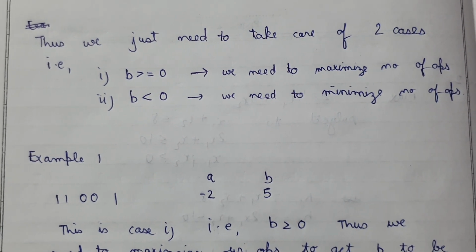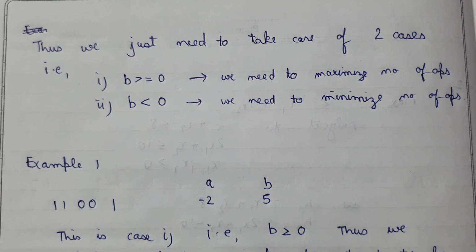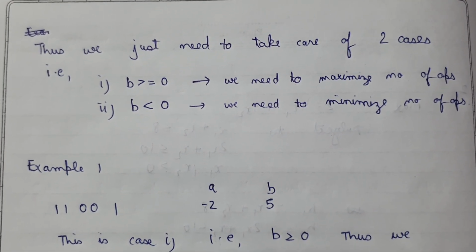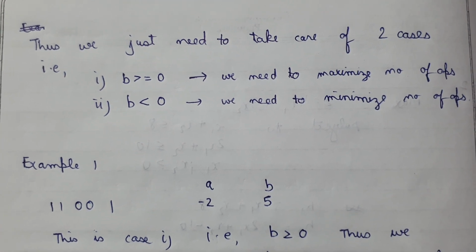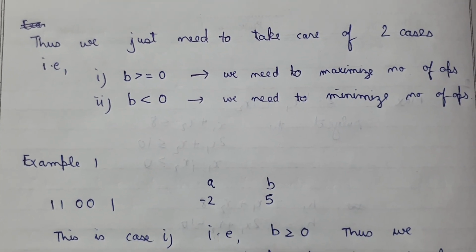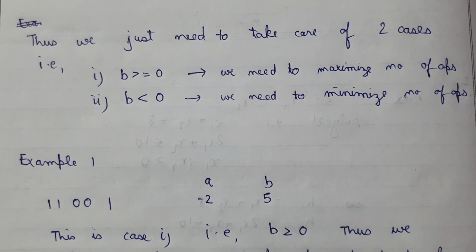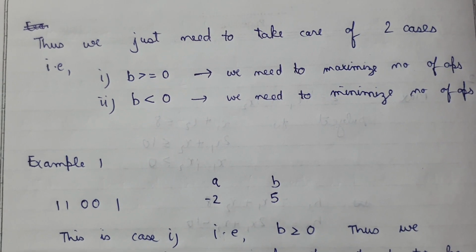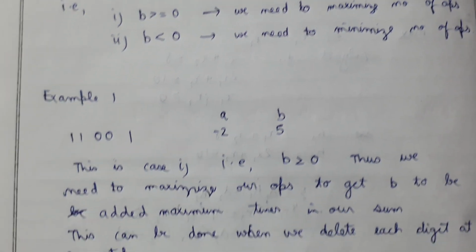If b is greater than or equal to 0, we need to maximize our number of operations, because in each operation b would be added. And vice versa for the case when b is less than 0.